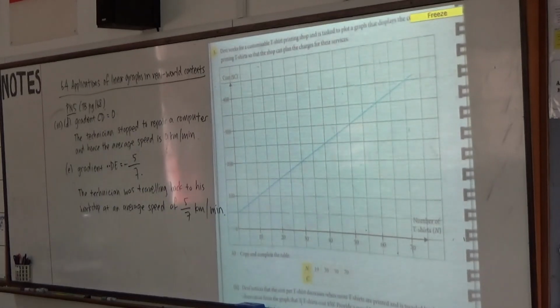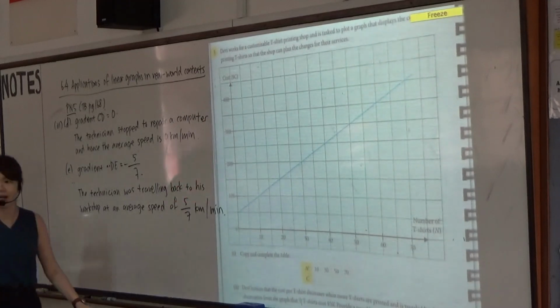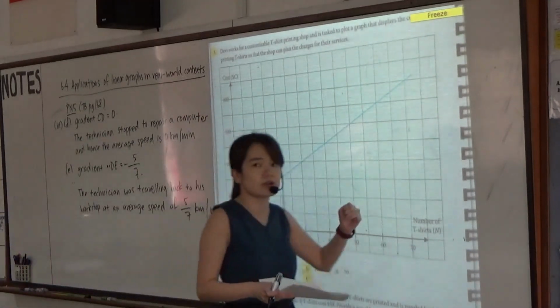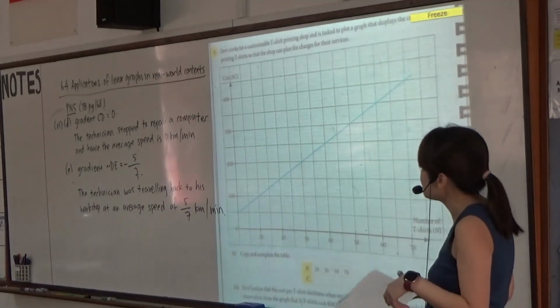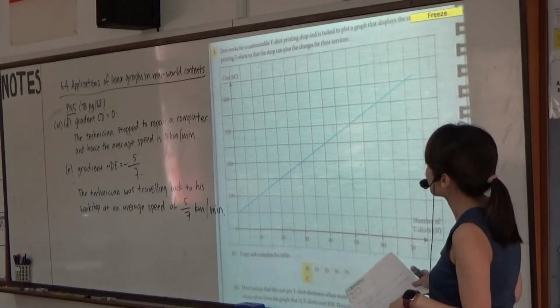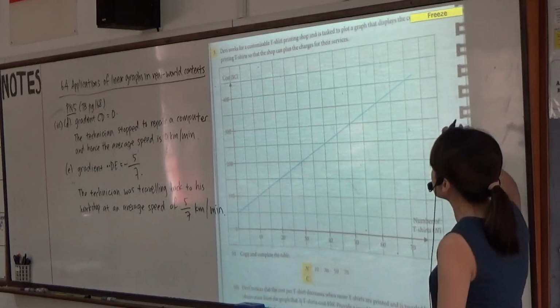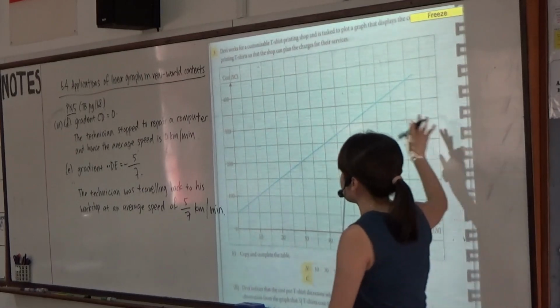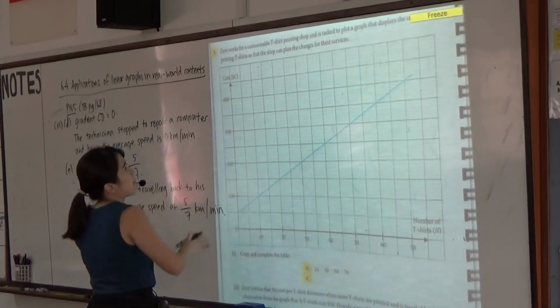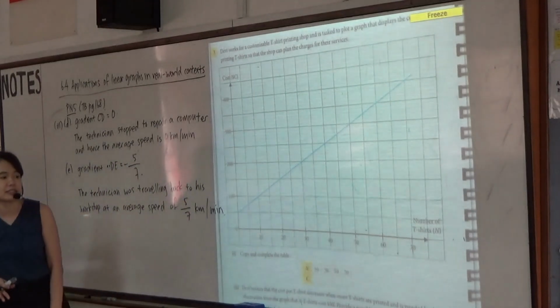Okay, this is another kind of question that you could possibly encounter when it comes to reading and understanding graphs. There is a context, there's a story to tell along with this graph. It says that Debbie works for a customizable t-shirt printing shop and is tasked to plot a graph that displays the cost of printing t-shirts so that the shop can plan the charges of their services.